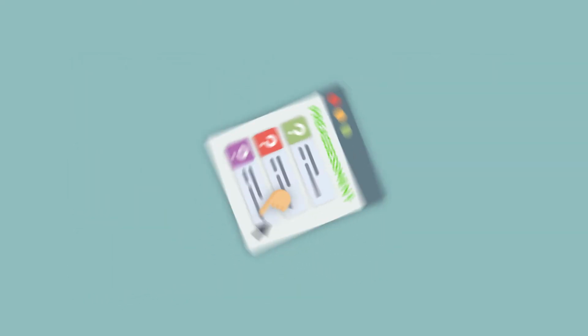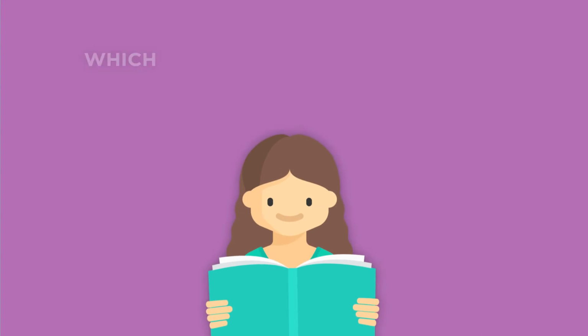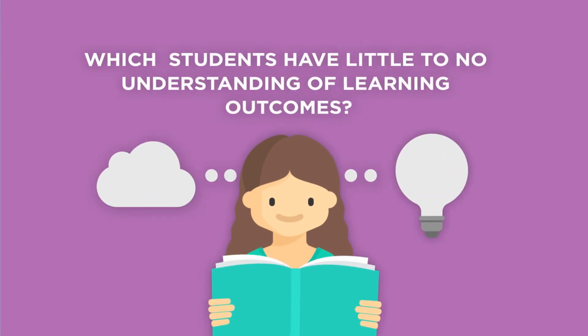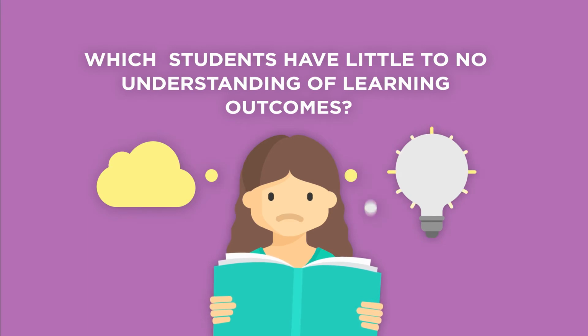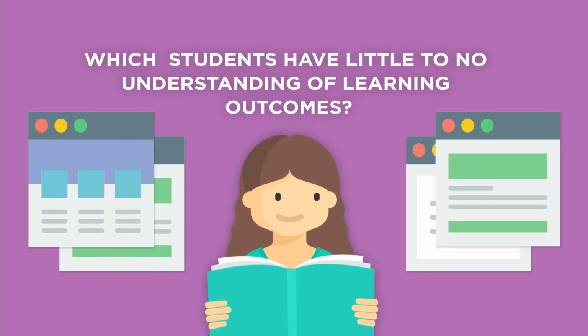These questions and the implications attached to the answers they elicit may help to guide the analysis of the pre-assessment responses you receive. The first question is, which students have little to no understanding of learning outcomes? The implication for those that fall into this group is that they have gaps in their learning and need background learning to be ready for the unit.